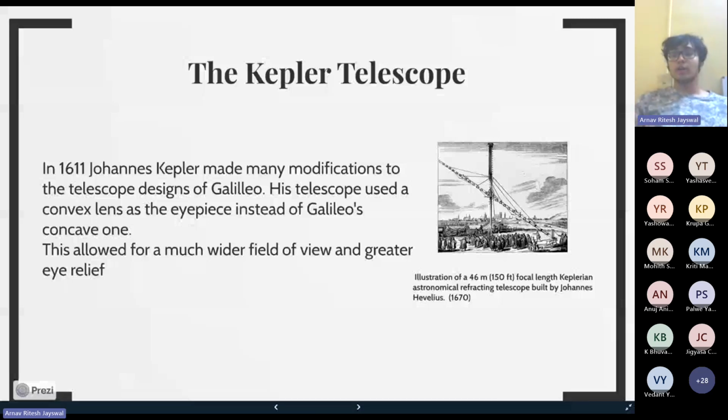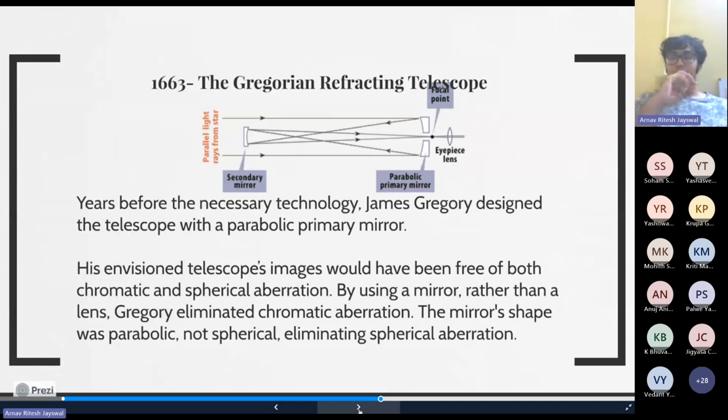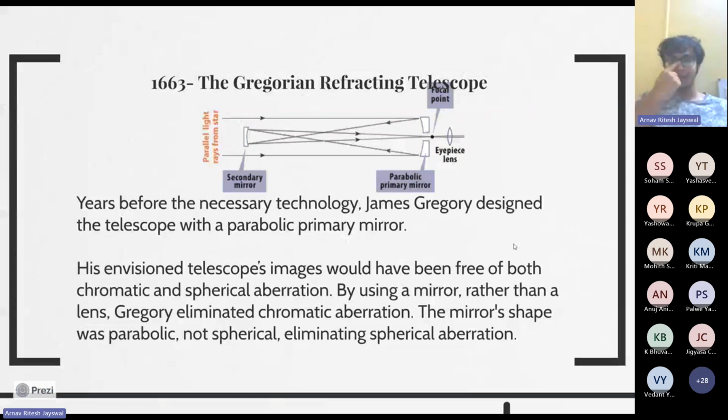Then, of course, you have the Gregorian telescope, which is the model which we even follow these days. This guy designed a telescope with a parabolic primary mirror. Why parabolic, you may ask? He thought that because the mirror is parabolic, there would be no spherical aberration, because as you saw in the previous slides, spherical aberration is caused by uneven shapes of the mirror. So he just used a parabolic mirror.